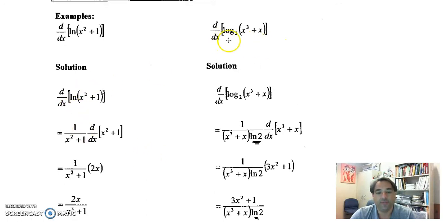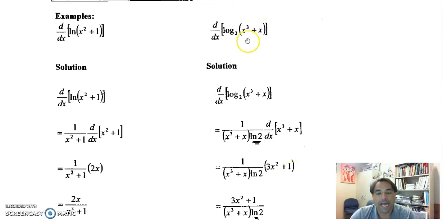Now, how do we take a derivative of a log? Well, remember logs have different bases, so we'll have to take that into account. So if we had log base 2 of x cubed plus x, then we would do 1 over whatever we're taking the log of, x cubed plus x, in parentheses, times the natural log of the base, which in this case is 2, times the derivative of whatever you're taking the log of. So the derivative of x cubed is 3x squared, and the derivative of 1x is 1.